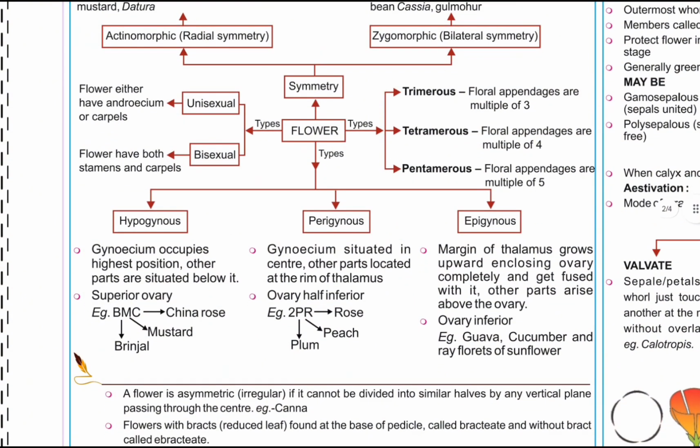Flowers are unisexual or bisexual. Unisexual, the flower has either androecium or carpels. Bisexual, the flower has both stamens and carpels.